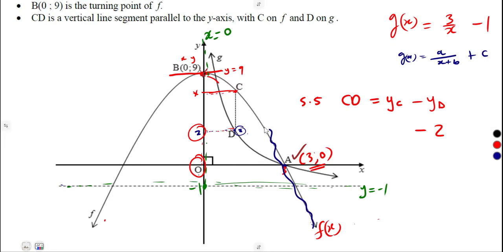Remember, C lies on what? C lies on F. So we cannot use the Y value at D and say it is the same Y value at C. No, it's not the same. What is the same when it is a vertical line like this? It is the X values. According to this vertical line, we have got the same value of X here. It is the same.